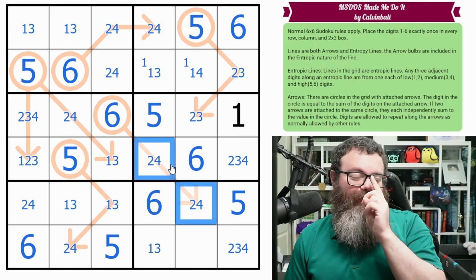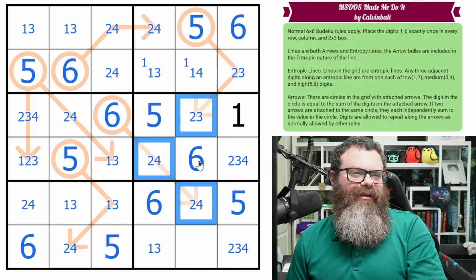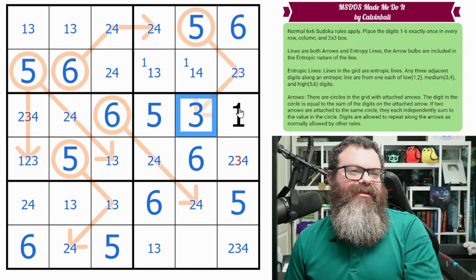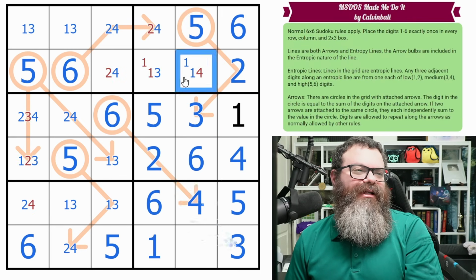This is a 2-4 pair. And this cell sees them both through the box and through the column. And so this can't actually be a 2. This has to be 3. That's 2. That's 4 and 3. That's 1. We get the 2 and the 4 here. That's 1, 3, and 4.